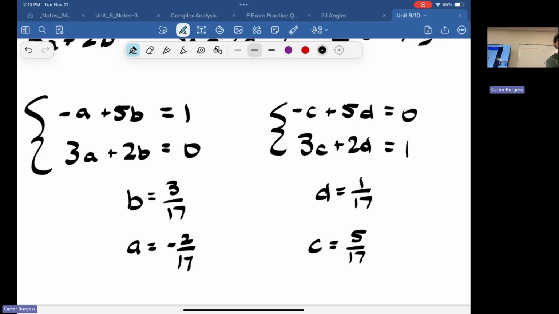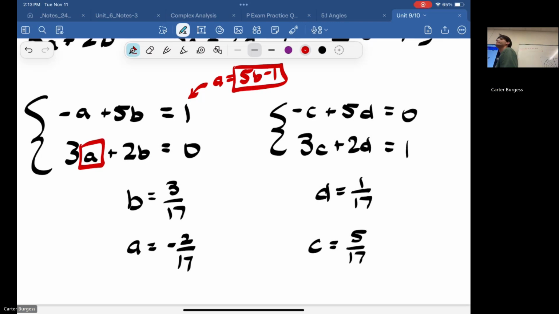Here, if the elimination is being a little bit weird, solve this for A. A is equal to 5b minus 1, and then just replace this for this and solve for B. Yeah. Likewise, we could get that, this is what my other period did, that C is equal to 5d, and then you could take this and plug it in here. Either way is fine.